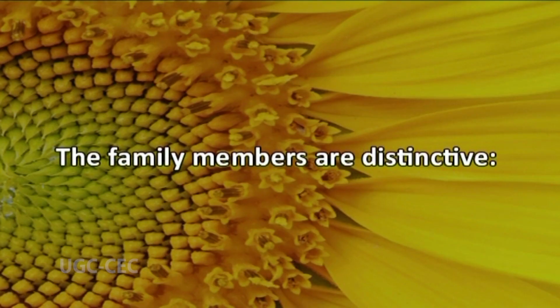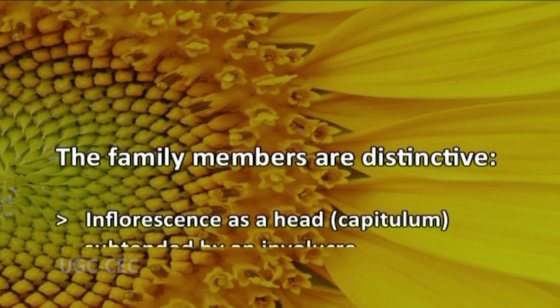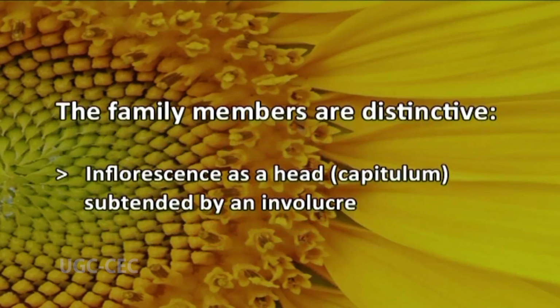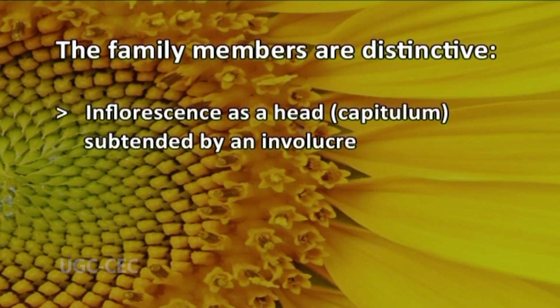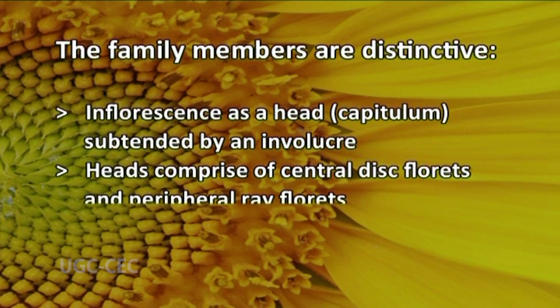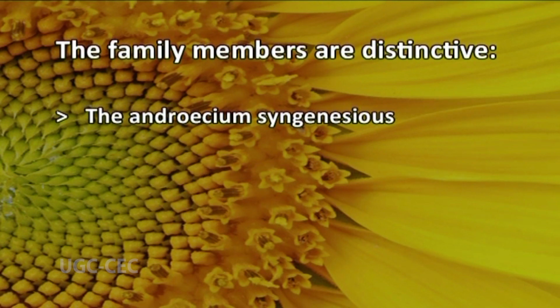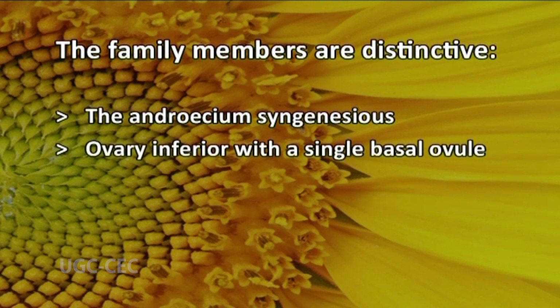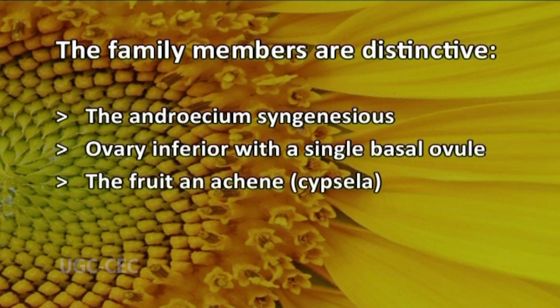The members of the family Asteraceae are distinctive. They are unique in having their inflorescence as a head, technically called capitulum. This head is subtended by a bracket whorl called involucre. These heads comprise a central disc floret and the peripheral ray florets. Here, in the case of family Asteraceae, the androecium is syngenesious and the ovary is inferior with a single basal ovule. And lastly, the fruit is an achene called cypsela.